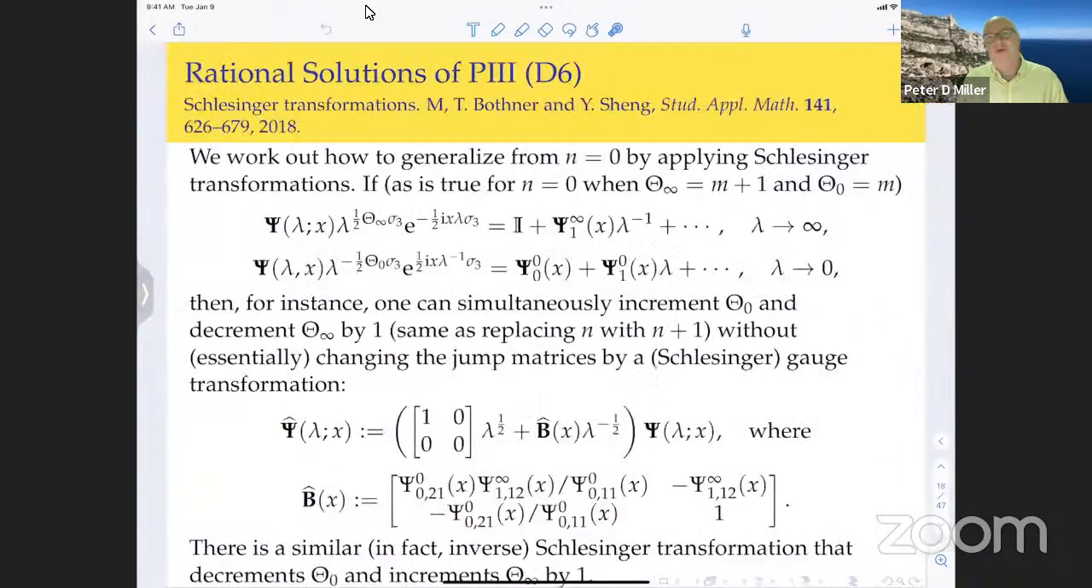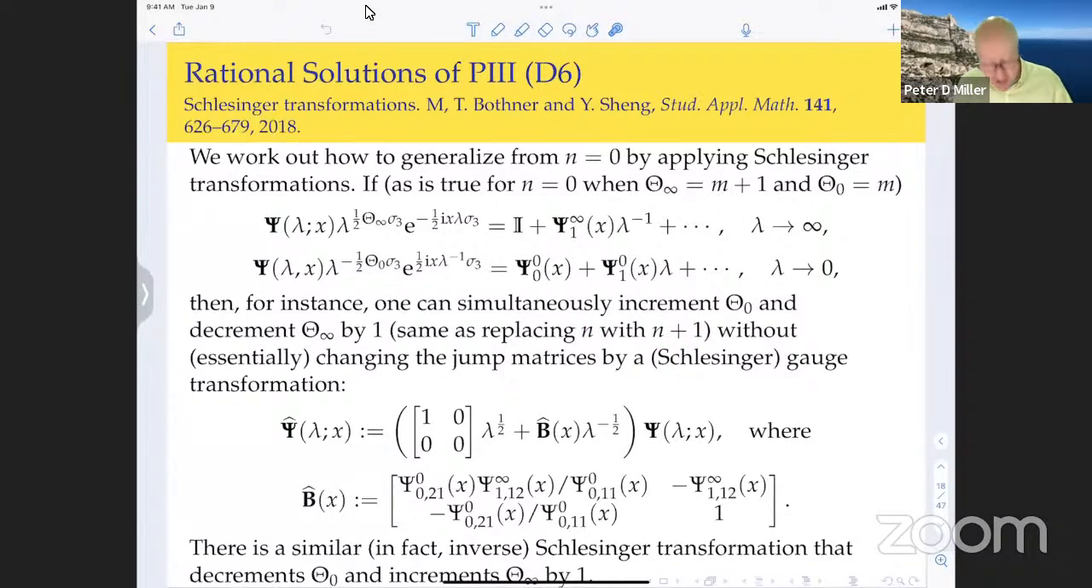Okay, so just to go into these Schlesinger transformations, if we want to generalize from the seed at n equals 0, we've got to apply these gauge transformations. And so if we assume, as we know to be true when n is 0, that psi times this power factor and the exponential has an asymptotic expansion at infinity with some coefficients psi infinity 1, 2, 3, and so on. And likewise at 0, it has an asymptotic expansion. Then we can simultaneously, for example, increment the theta 0 and the theta infinity. We could decrement that one by 1 at the same time. That's the same thing, by the way, as replacing n with n plus 1.